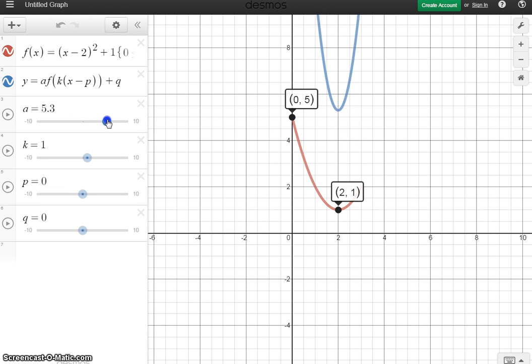What you'll see is it gets skinnier and gets a little bit more stretch. What we call that is a vertical stretch. You'll see as a gets smaller, and more particularly if it gets less than 1 compared to the original one, it gets wider, and we call that a vertical compression. Once a gets negative, you'll see it has now been reflected across the x-axis. So a in general gives you a vertical stretch or vertical compression. We would say it's a stretch if the a value is larger than 1, a compression if the value is less than 1, like I see 0.7 here, and if it's negative, we also have a reflection in the x-axis.